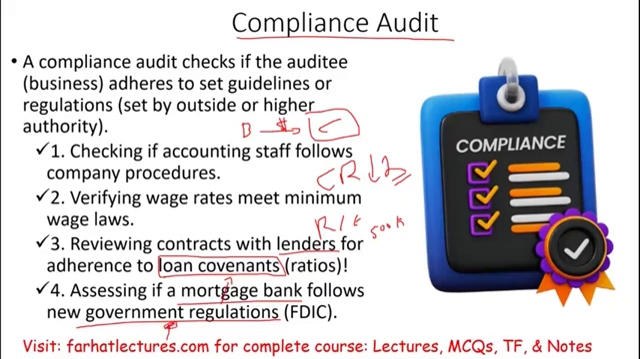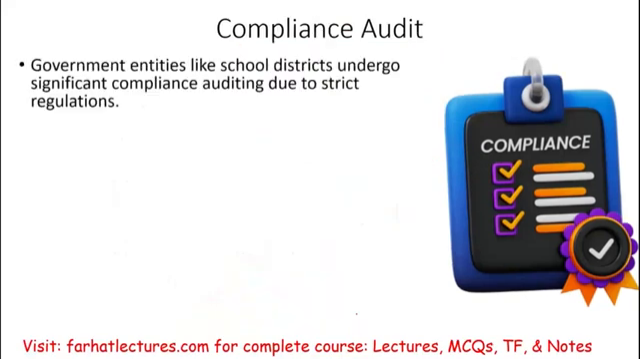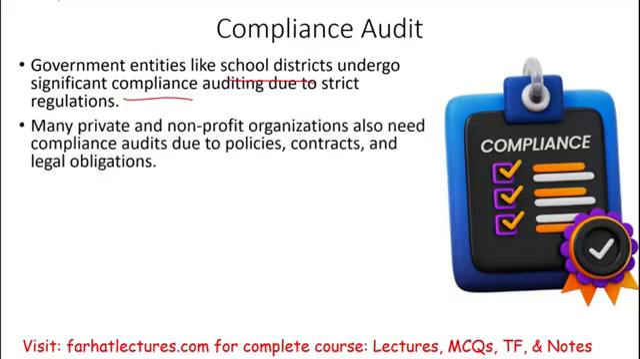Now, the auditor will have to understand what the government regulations are. For example, the FDIC, the Federal Deposit Insurance Corporation, might be imposing those rules, but we have to know what they are. Therefore, we can assess whether the mortgage bank is in compliance. Compliance audit could also be applied, and I did this in the real world, on government entities like school districts, because they receive money from state and federal government for a particular purpose. They want to comply with this purpose. So the state or federal government will ask an auditor to conduct a compliance audit to make sure they are complying. Also, nonprofit organizations need to have compliance audits.